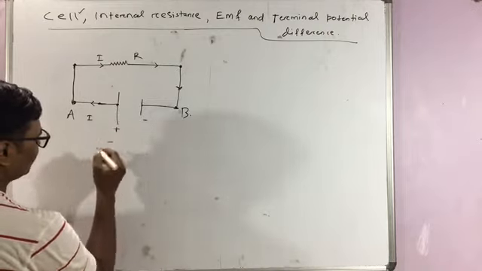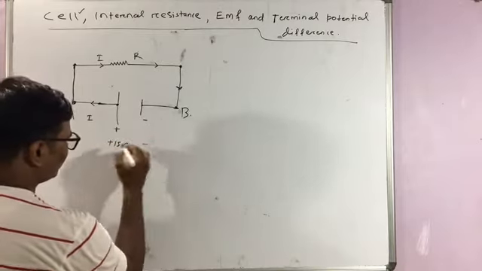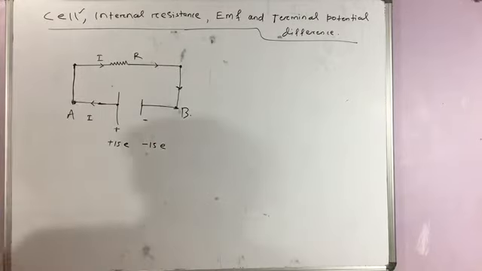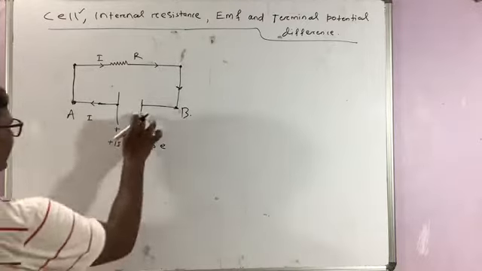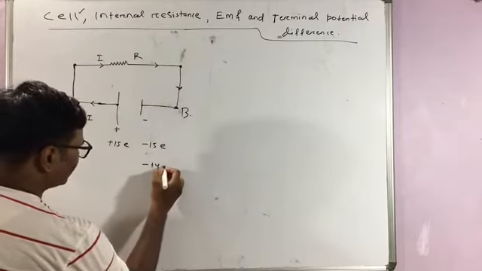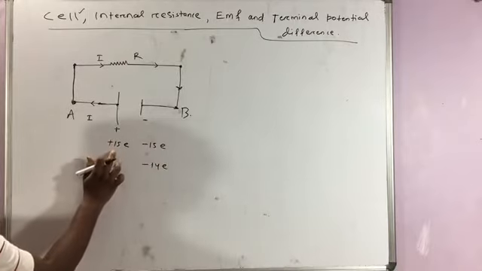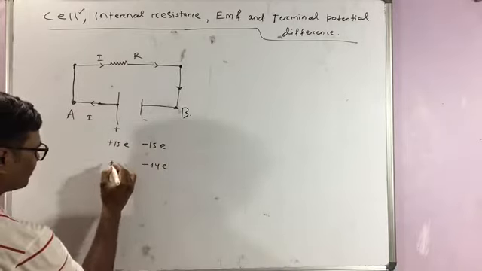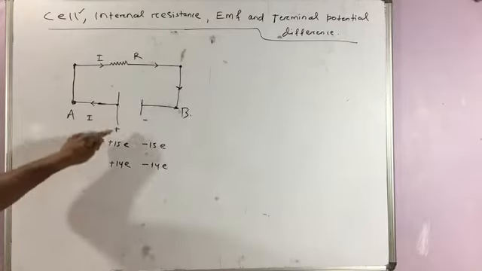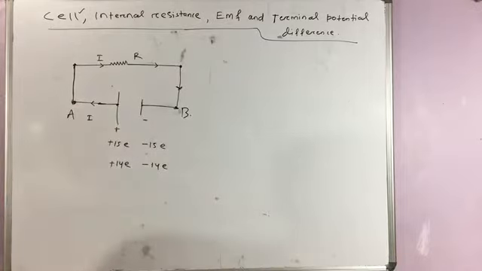Suppose, for simplicity, 15e amount of charge is here. Then minus 15e amount of negative charge will be at the other terminal. If one electron goes there, the charge here will be minus 14e. Now if one electron comes here, it will neutralize one positive charge, so the net charge will be plus 14e. But as the charge is reducing on both terminals, the potential difference will decrease.